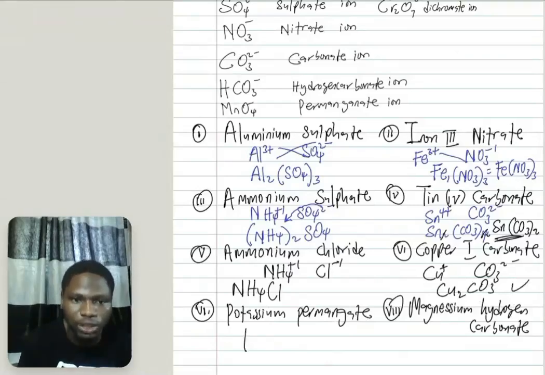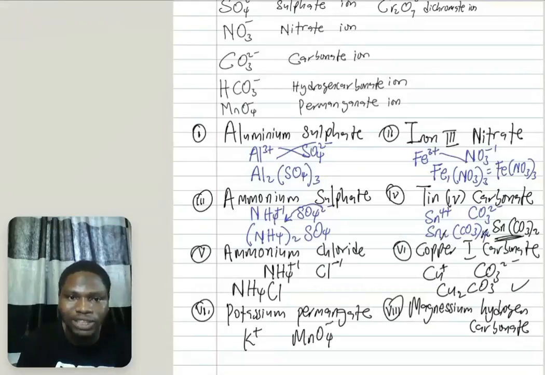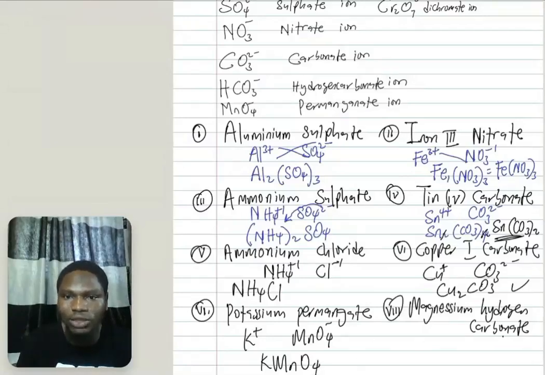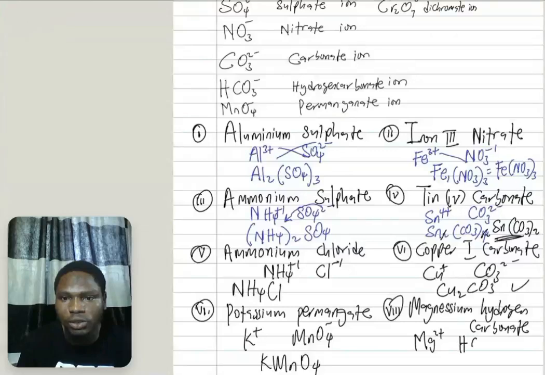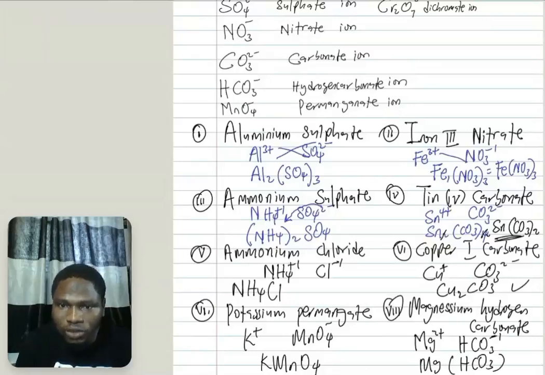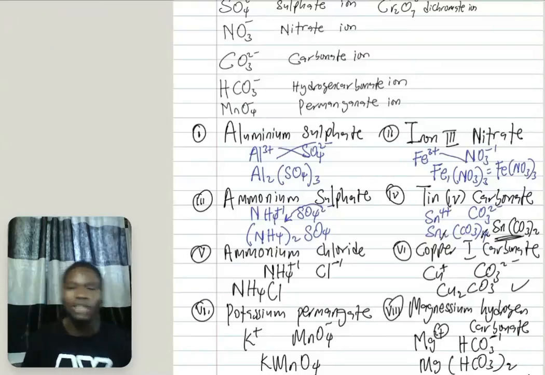Next, potassium permanganate. What is potassium? K+. What's permanganate ion? MnO4-. You can see +1 and -1. Whenever I say +1 and -1, just remove them and write everything together. KMnO4. This is potassium permanganate. Next, we have magnesium hydrogen carbonate. Magnesium is Mg2+, hydrogen carbonate is HCO3-. So I have Mg1, this is -1, so 1, then HCO3, this 2 here will come here, Mg(HCO3)2. So that's magnesium hydrogen carbonate.